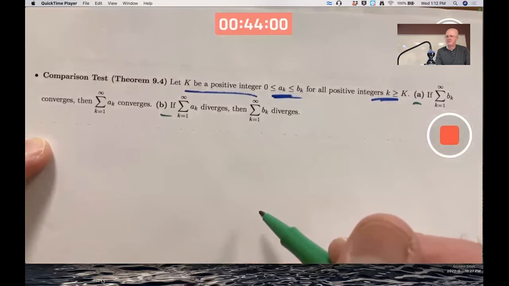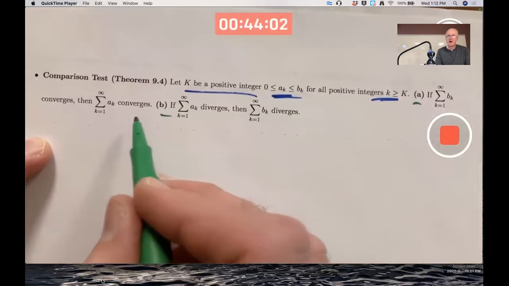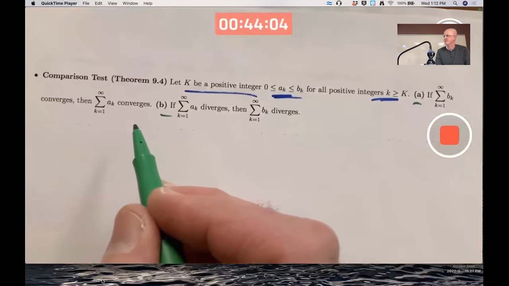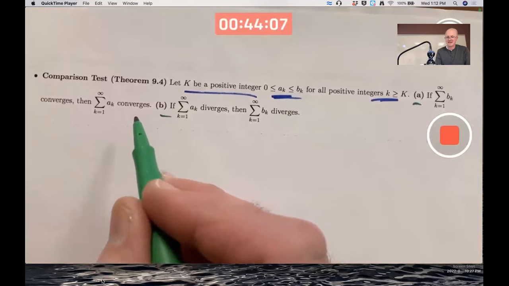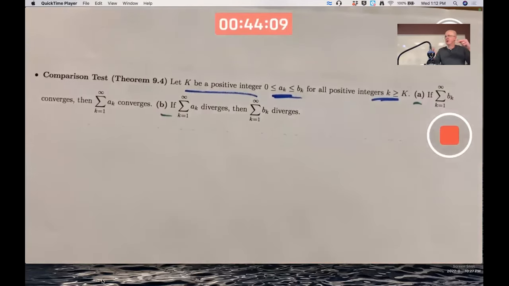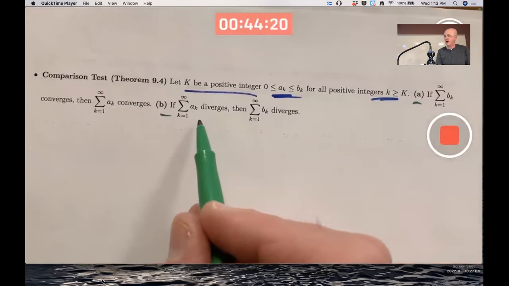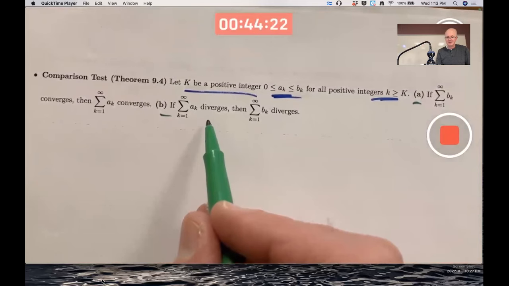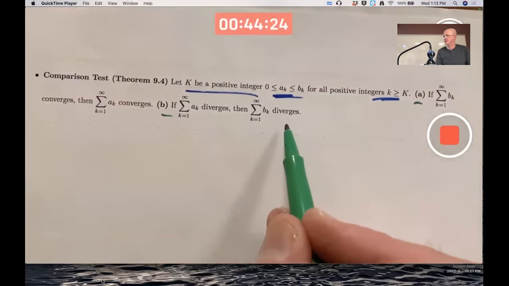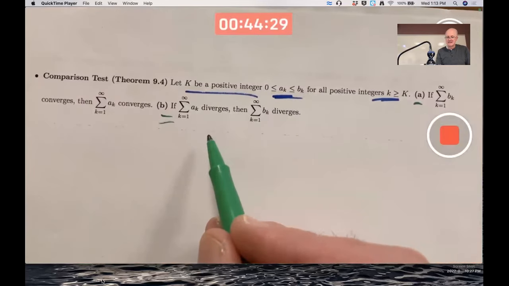The series whose terms are bigger converges, then the series whose terms are smaller also must converge. And when I say they're smaller, they're also not negative, so I don't have to worry about adding large negative numbers or something. On the other hand, if the series whose terms are smaller diverges, then the series whose terms are bigger will also diverge. And actually, B here is the, what would it be, contrapositive or converse of A.